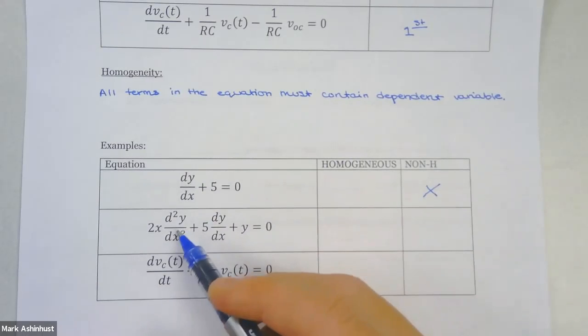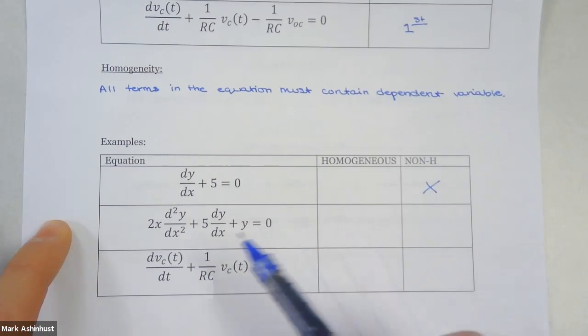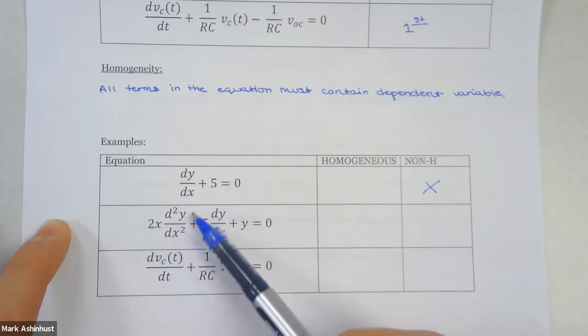So we can look at the next one, and we can find our dependent, independent. Our dependent is going to be the y.